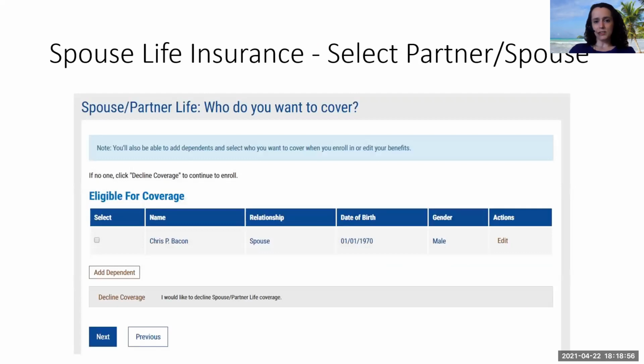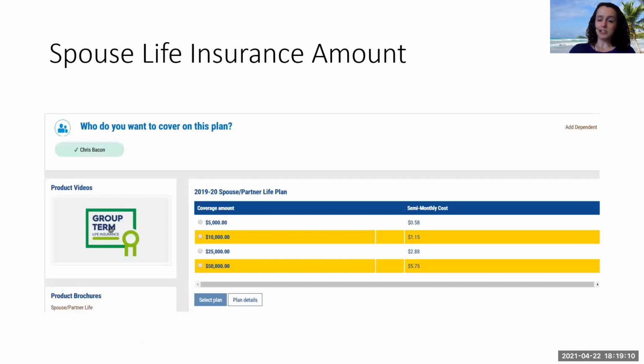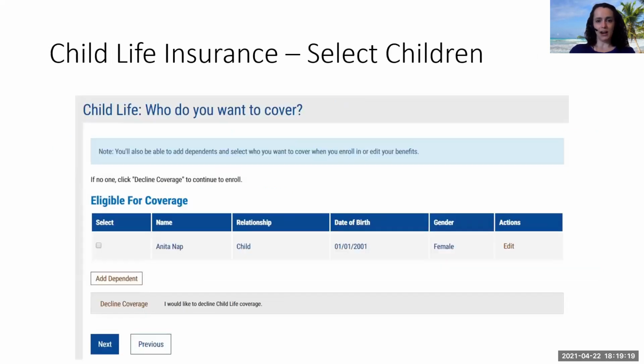So spouse life insurance, this one you can change, you can keep. If you don't have any or you want to increase spouse life insurance, they will ask medical questions or evidence of insurability. You will also be contacted for that after open enrollment is done. This is just what it looks like. You select your spouse's name and then you select the amount you want, or you can decline it, totally up to you.